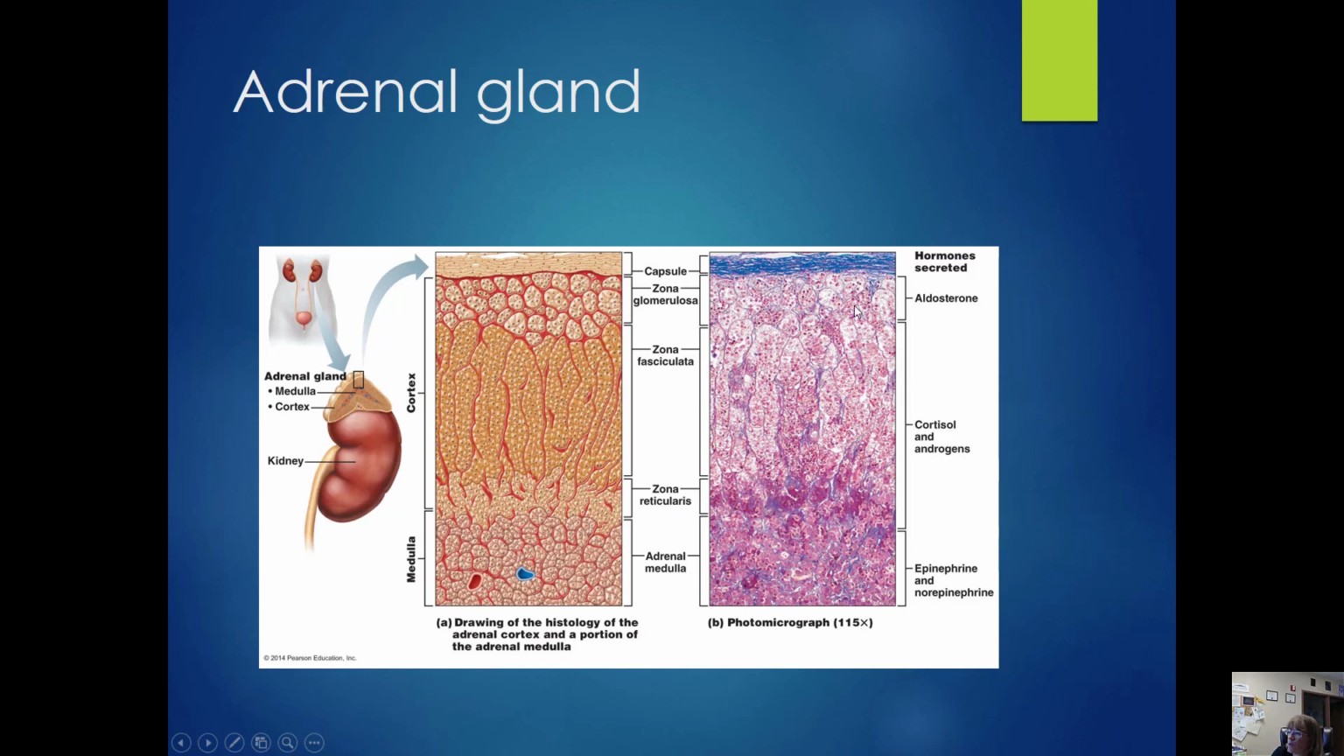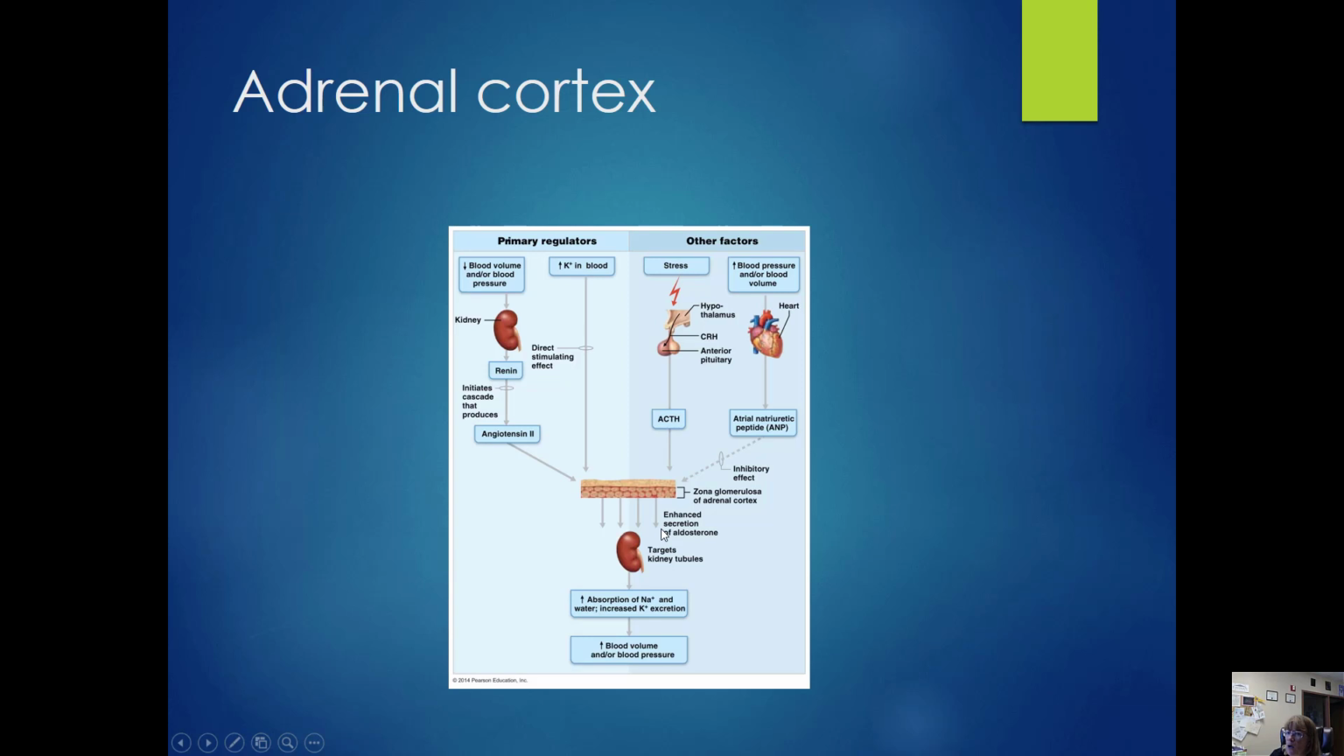Up here in the top, we're going to produce the aldosterone, the mineralocorticoid, and then here in the next two layers, we're going to produce the cortisol and the androgens. Okay, and then like I said, the body's response to stress is due to the adrenal gland.